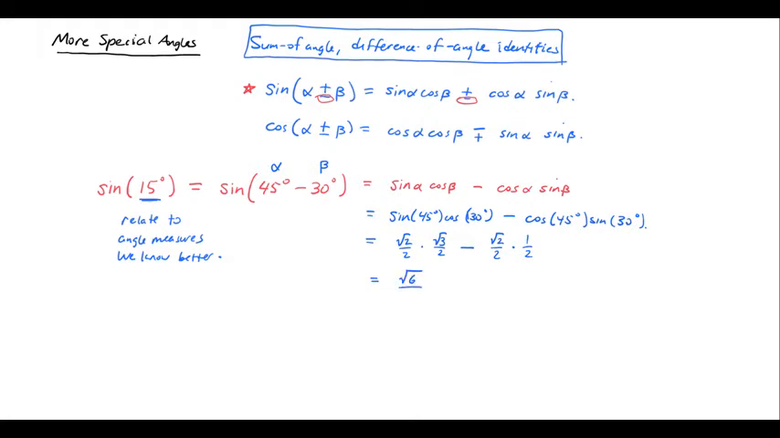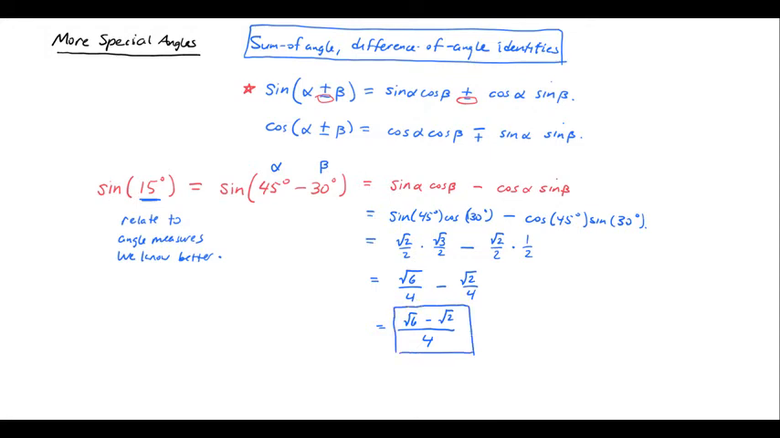That's root 6. And then multiplying the denominators gives me 4. And then this other product here is square root of 2 over 4, and I can combine those into one fraction and get root 6 minus root 2 over 4. And I claim that that is exactly what sine of 15 degrees is.